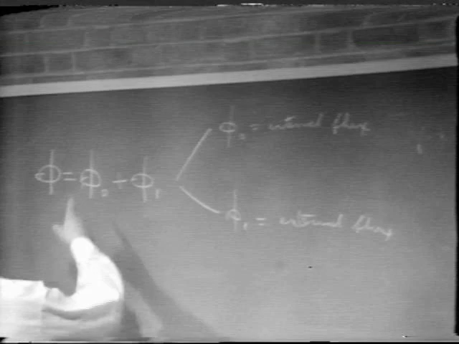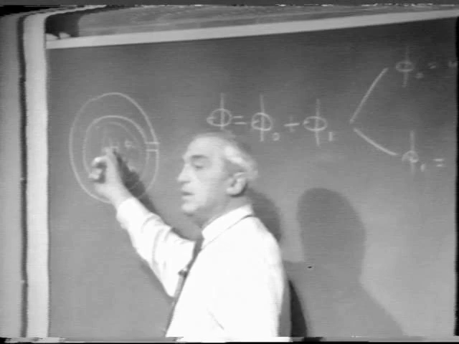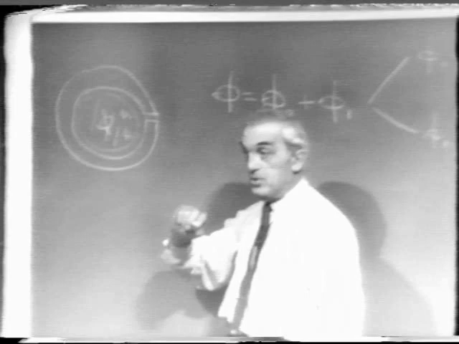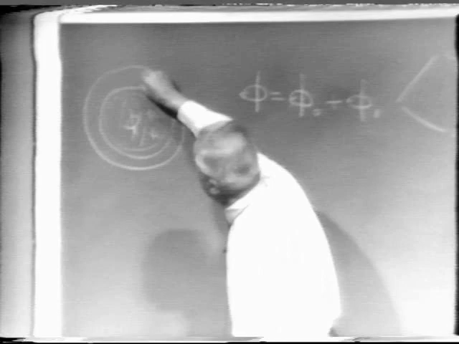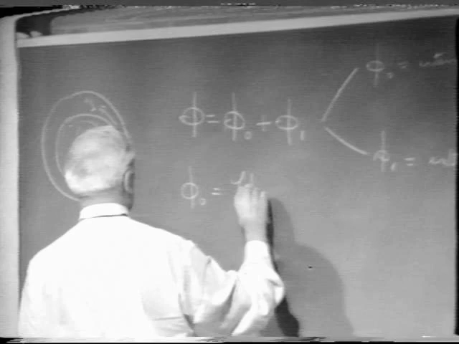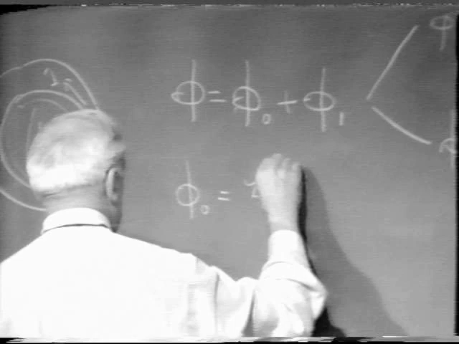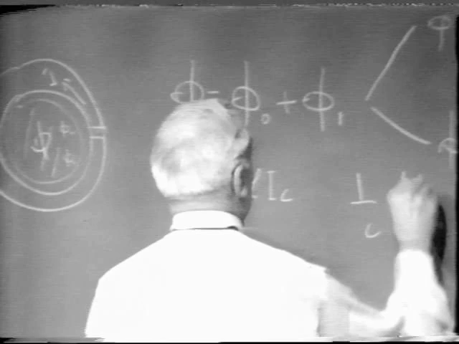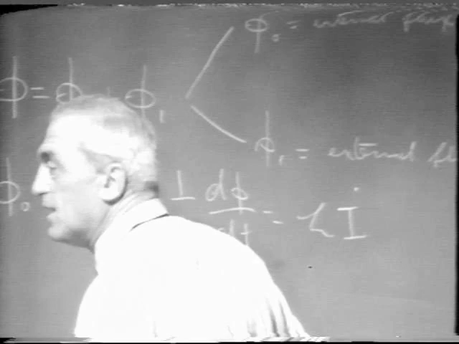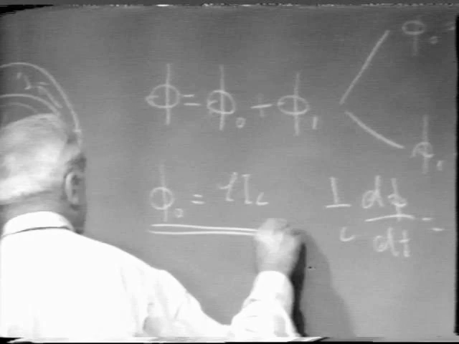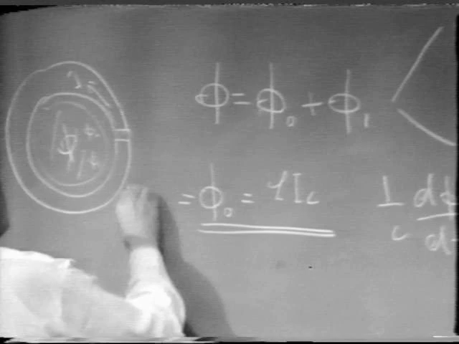If you have a current going through here, then because of Ampere's law, it will make a field proportional to the current, and the flux will be proportional to the current. In fact, the relationship between flux and current is very simple. It is L times I over c, which is 1 over c d phi by dt. That's the definition of the self-inductance. I think that's right, isn't it? Okay, so I have this equation. Let me now write this as phi minus phi 1. This is the important equation.